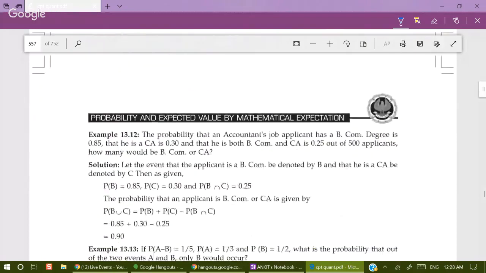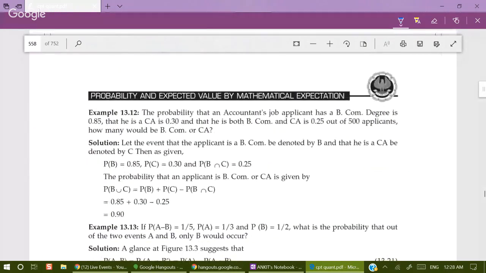Now 13.12, the probability that an accountant's job applicant has a BCom degree. Yes, take a look at this example.